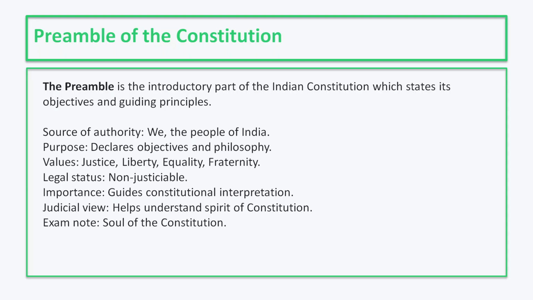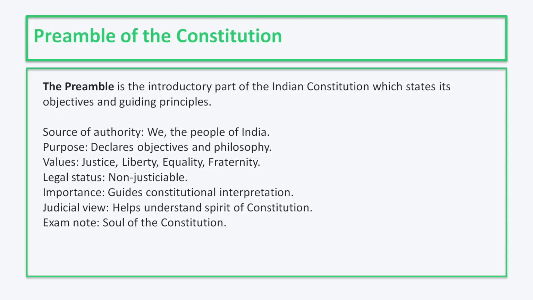Then the preamble tells us what kind of country India wants to be. It talks about justice, liberty, equality, and fraternity. We need to remember these four things, okay? Justice, liberty, equality, and fraternity. These are not just decorative words, these are goals that the Constitution wants the state to achieve.